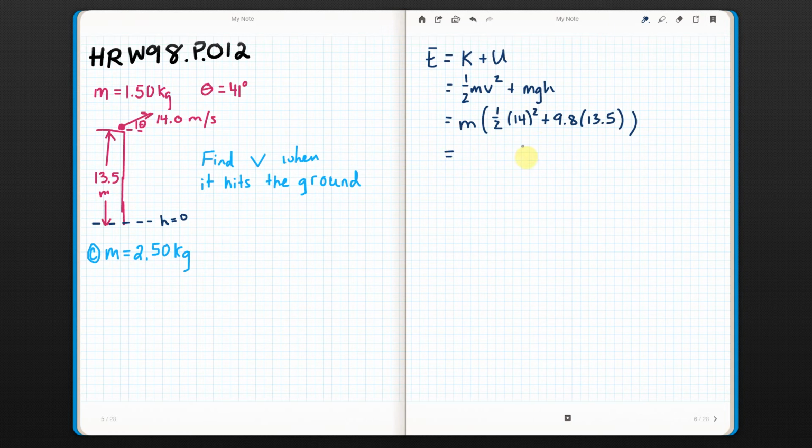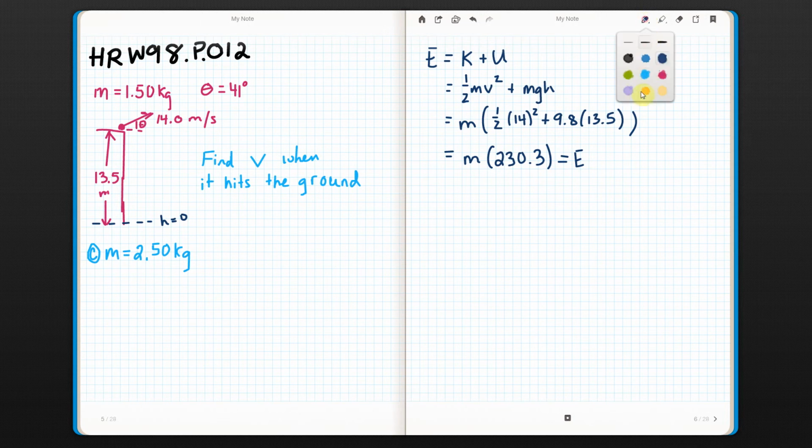So plugging all that into a calculator, I get m times 230.3. Now I could totally put the m in, but I'm leaving it out because, as you may have noticed in some of your other problems, when dealing with energy problems, oftentimes the mass cancels out in the end. And I have a feeling this one will too. So this is my total energy. That's not going to change, like ever. So when it hits the ground, it will still have exactly this much energy.